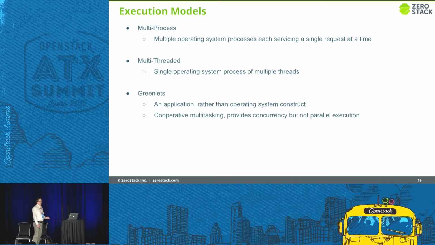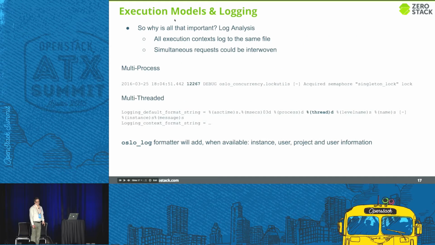So why is that important? It's about the logging, right? When you look at your logs, you could actually be looking at things that happened at the same time, and it can be difficult to figure out what's going on. Now there are some solutions for some of these, and right now there doesn't seem to be a good solution for the cooperative multitasking, the greenlet mechanism.